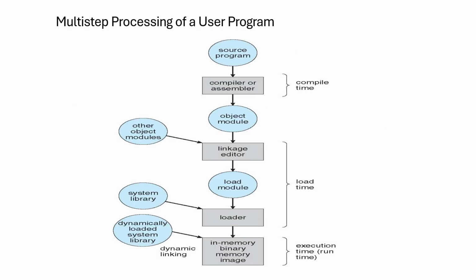Then multi-step processing of a user program. The initial source program is given for compilation. The compiler generates the object code based on some addresses, called absolute addresses. Then the other modules that need to be added, such as library functions, are handled by the linkage editor. Finally, we have a module for loading into memory for execution. This is done by the system software called the loader. If you want to add any system libraries during runtime, they are added and the program is executed. So this shows compile time, load time, and execution time.